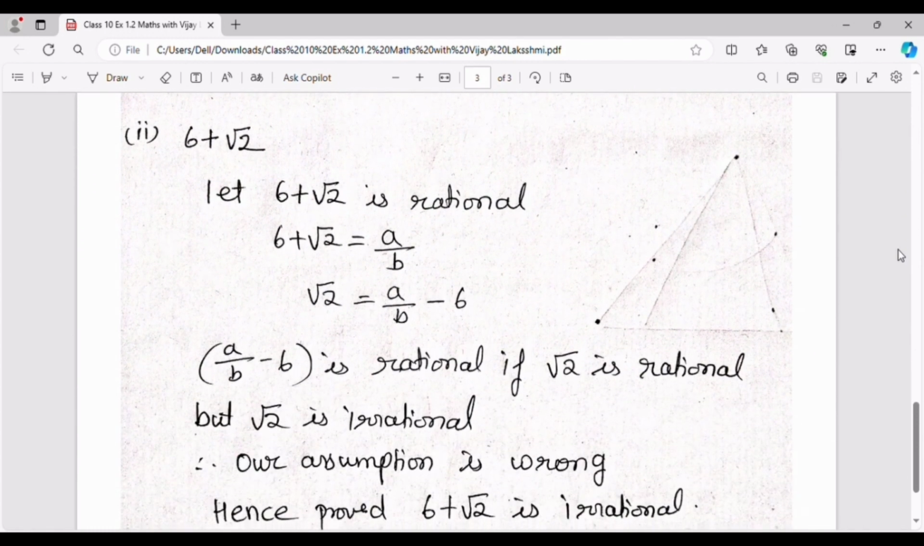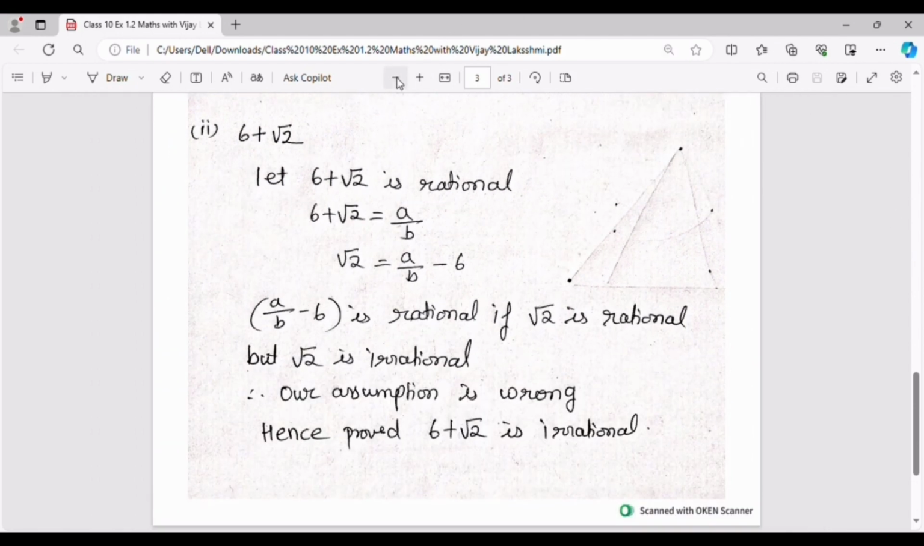Third part, 6 plus root 2. We will assume it as rational. 6 plus root 2 equal a upon b. Root 2 equal a upon b minus 6. Since we know root 2 is irrational, so a upon b minus 6 is also irrational. So our assumption was wrong. Hence we have proved that 6 plus root 2 is irrational.